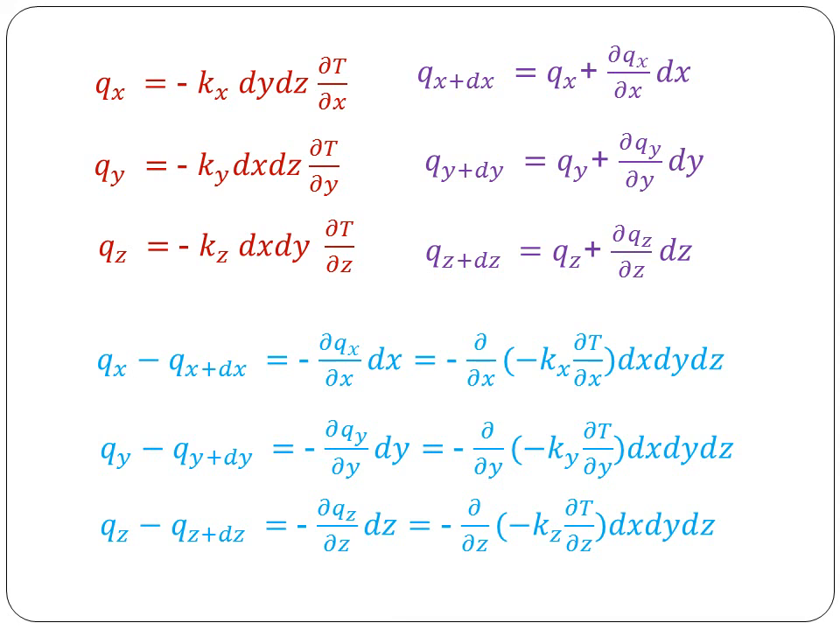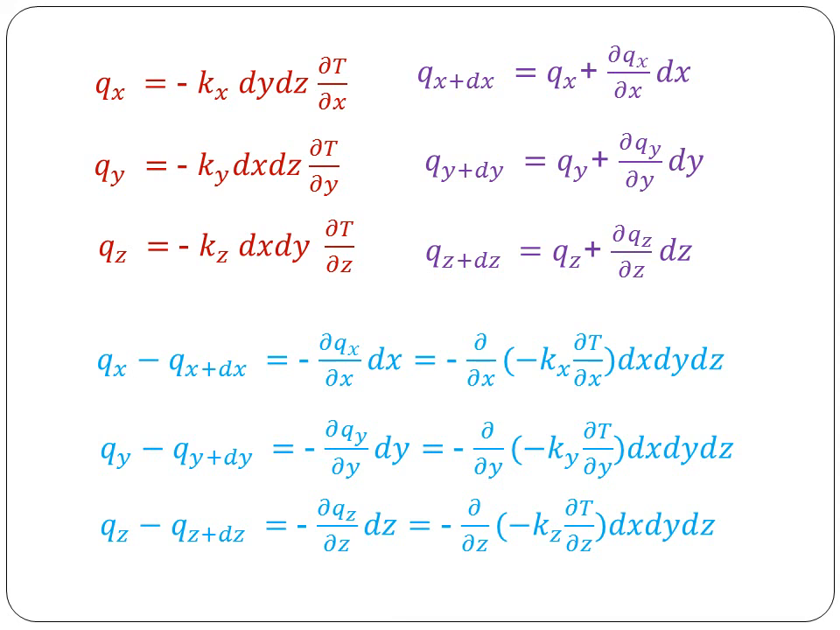Similarly, Qy plus dy will be Qy plus del Qy by del y into dy, and Qz plus dz will be Qz plus del Qz by del z into dz. So, this is just an expansion of Qx plus dx, Qy plus dy and Qz plus dz. Now, what I will do is I will calculate the net heat which is conducted across the element in x direction, y direction and z direction.